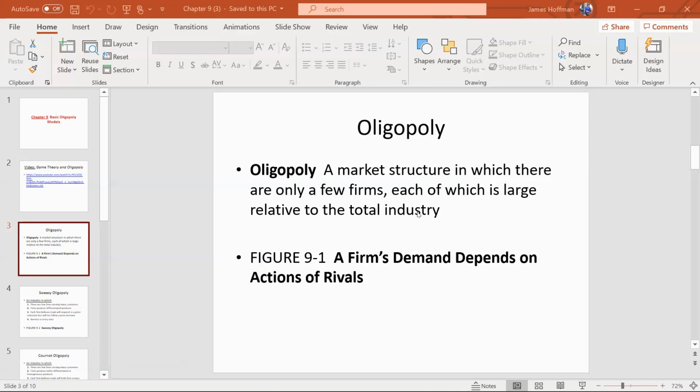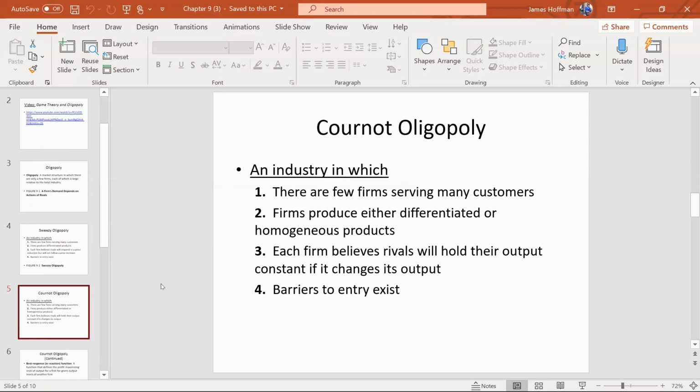We're not going to do this first type, so skip a couple slides to slide 5, and we're going to start with the first type of oligopoly model, or type of modeling structure, that we're going to talk about, which is the Cournot oligopoly. This is a subset or a type of oligopoly in which you have oligopoly firms that have essentially the same amount of market power. So we have a few firms serving many customers.